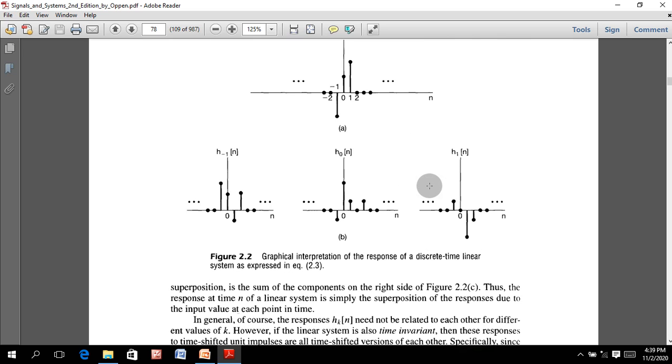Now suppose, instead of a linear time varying system, we take a linear time invariant system. In the case of a linear time invariant system, what will we get? We will get responses for the impulse signals which are very much alike to the responses of the system as it is undelayed.